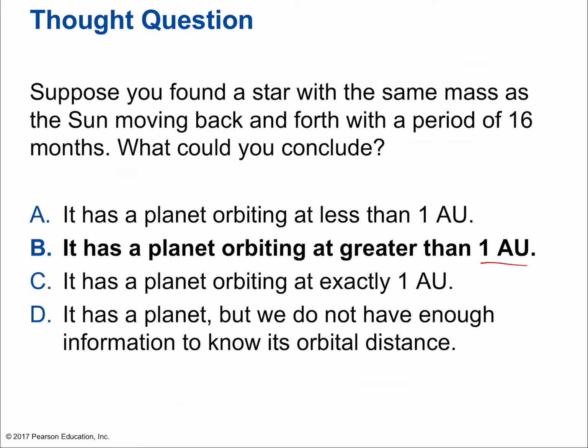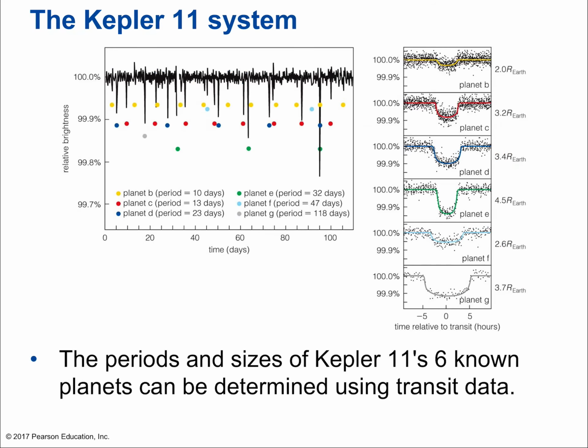Because if the star has a mass equal to our sun, then a planet orbiting with a period of 12 months would be exactly 1 AU. And since 16 is greater than 12, the planet must be further than 1 astronomical unit. That's Kepler's law at play there. Now, if it was a mass other than a mass equal to our sun, then we have to do some other calculations.